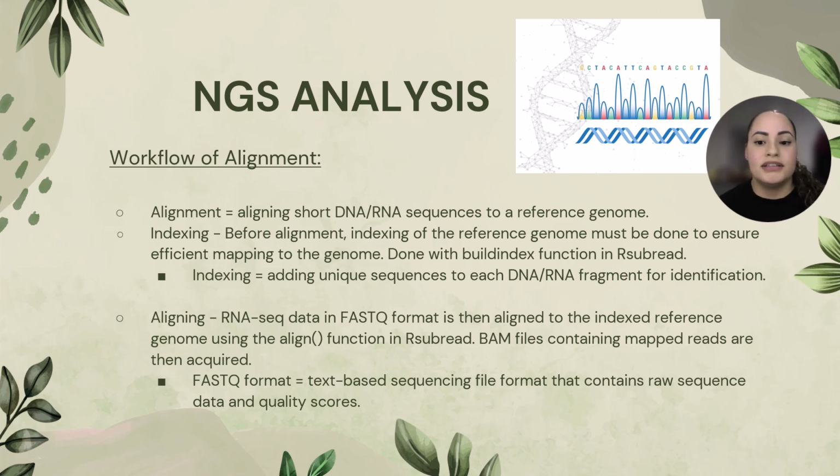So this indexing is done to ensure that efficient mapping to the genome is completed, and it was done within R using the buildindex function in Rsubread. Following the completion of indexing, we're able to actually do alignment. RNA-seq data was gathered in FASTQ format from NCBI. We needed this FASTQ format because it contains raw sequence data and quality scores. These files were then used to align to the indexed reference genome that we just previously obtained. And this was using the align function in Rsubread. Our output were BAM files that contained mapped reads.